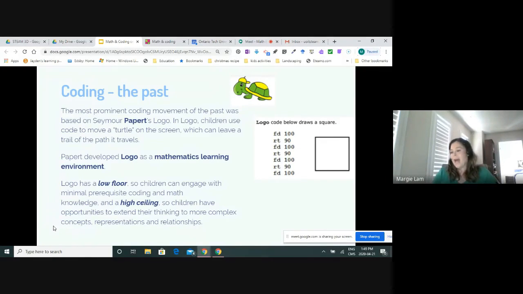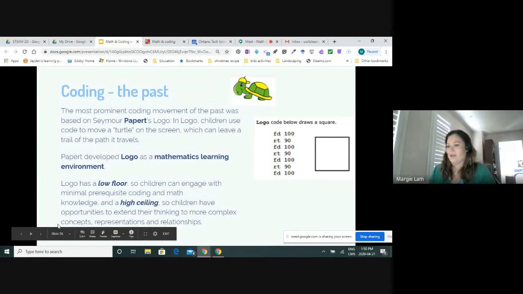And from the past, how many of you are familiar with Logo, created by or used by Seymour Papert? How many of you have heard of Logo with that little turtle? Logo, awesome, Andrew. For those of you that haven't used it, it was created by Seymour Papert.